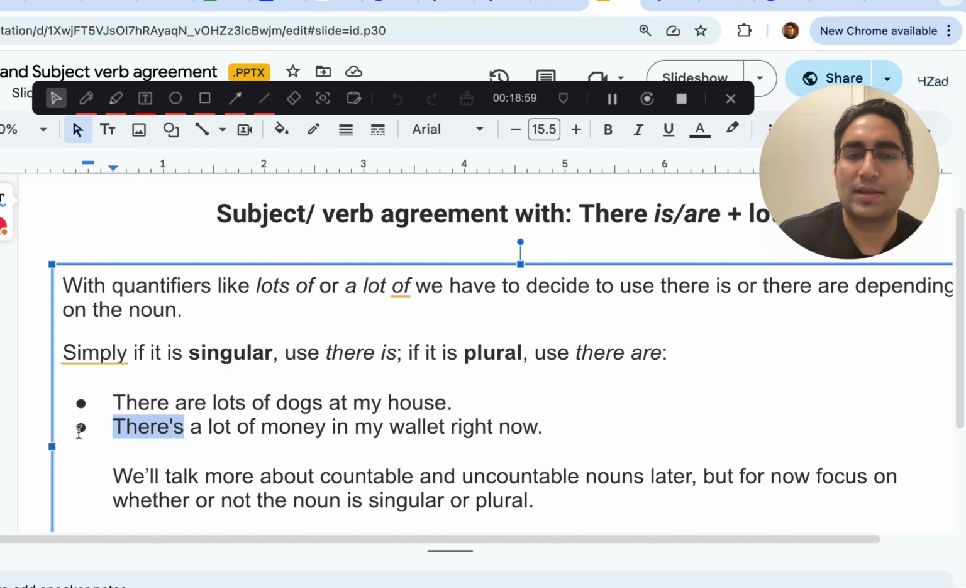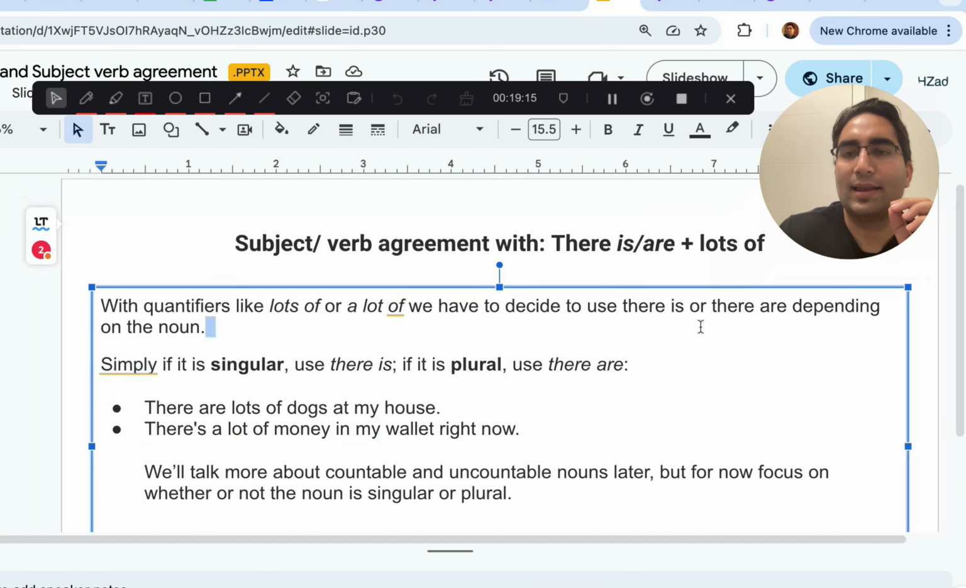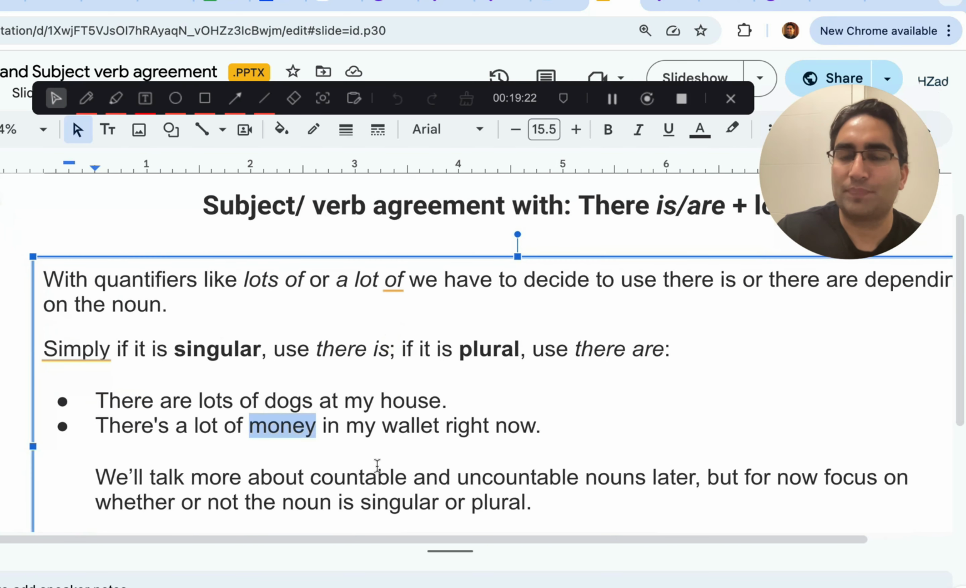But what about this one? There's a lot of money in my wallet right now. Why am I saying there is? Like, money is plural, right? You can have lots of money. Why not there are lots of money? The reason is, the key is the noun here, depending on the noun. And we have done a lesson on nouns. We know that money is a noun. So if your noun is money, we say there is a lot of money.